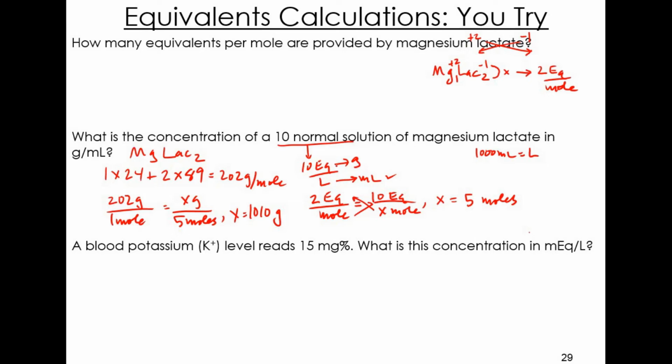All right, so we have the number of grams now here, and we have the number of milliliters here. So to finish off the problem, we'll have 1,010 grams divided by 1,000 milliliters, and that will be 1.01 grams per milliliter.